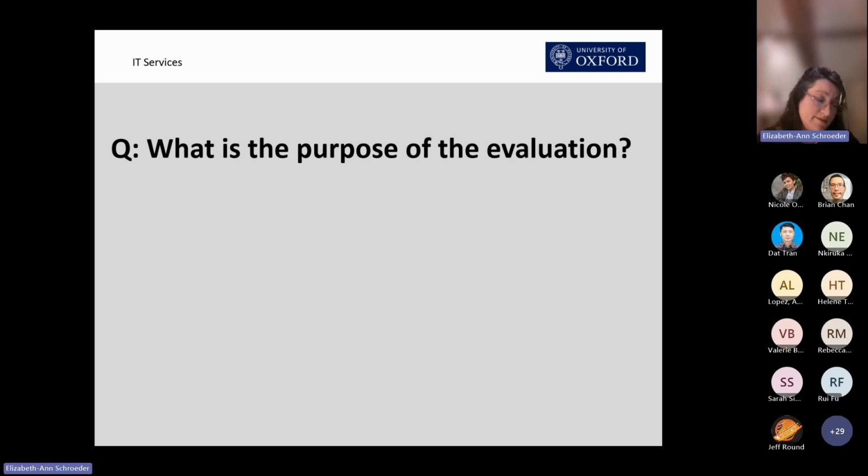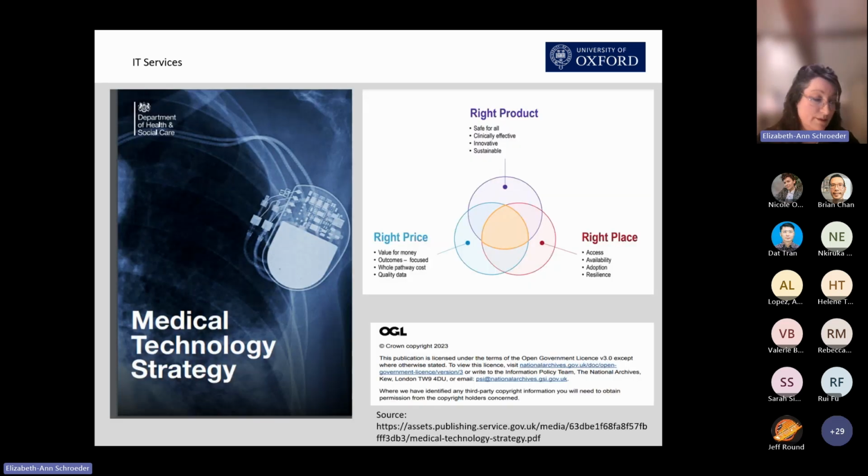The starting point, of course, is what is the purpose of the evaluation? And in the absence of that, I'll lead you to the UK's Department of Health and Social Care Medical Technology Strategy. It aims to achieve the right product at the right price in the right place.